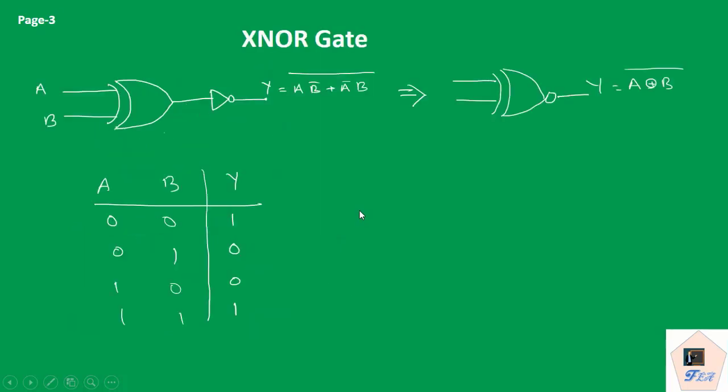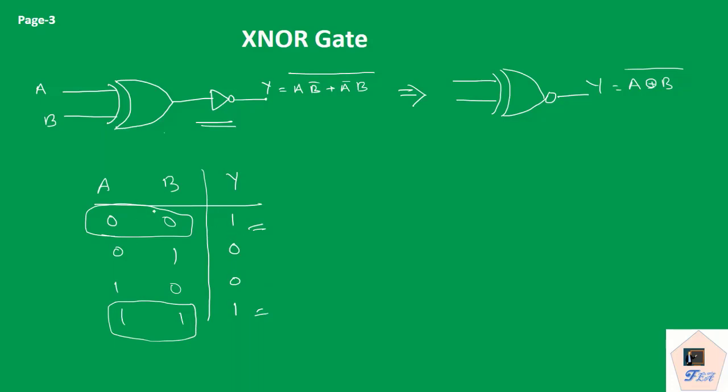XNOR gate is just the extension of XOR gate. So here what we are having is a NOT operation after the XOR gate. That means it is the complement of XOR gate. So what we are getting here is A exclusive or B bar, and for the same input, the output is 1. So if we have the same input, output is 1.